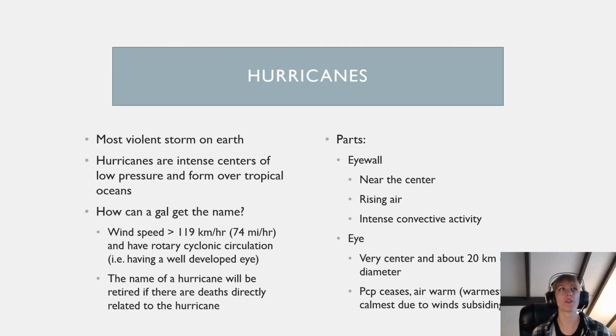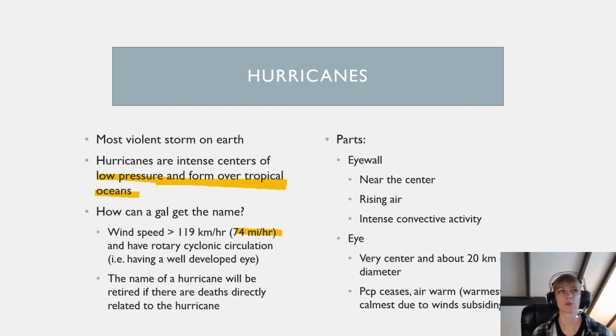They are the most violent storms on Earth. They are intense centers of low pressure forming over tropical oceans. Once wind speed is greater than 119 kilometers per hour or 74 miles per hour, it will have a rotary cyclonic circulation, meaning it will have developed an eye. This will give it a name. This gives it the naming ability. When there is direct death related to a hurricane, its name is actually retired. It will never be used again. Parts include the eye wall, which is near the center. It's where all the rising air occurs.